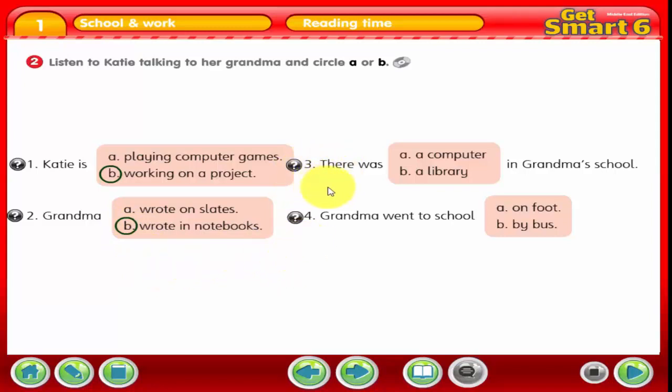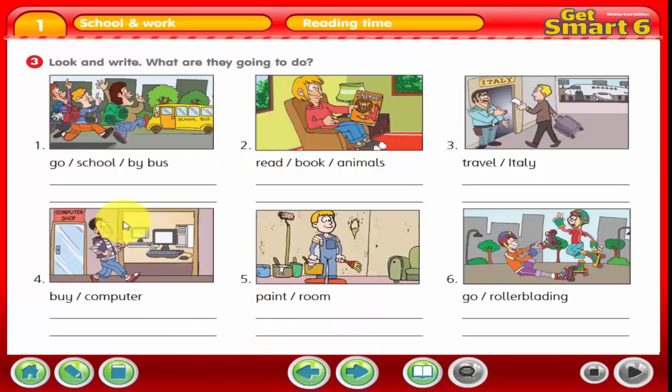Number 3, there was a computer in Grandma's school. كان عندها كمبيوتر Grandma, not Katie. There was a library ولا مكتبة؟ Yes, there was a library. Number 4 is homework. The last activity, activity 3, look and write.